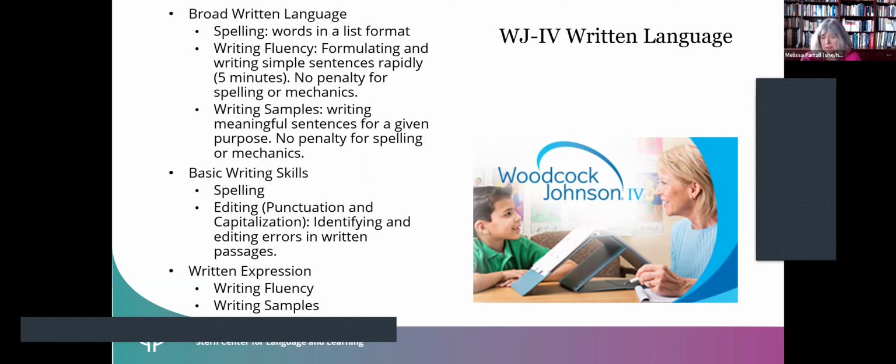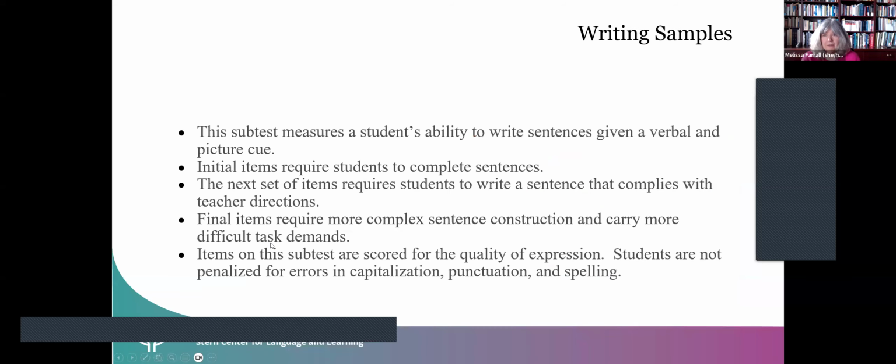So let's see where we're going from here. Whoops, hang on. Something happened here. There we go.